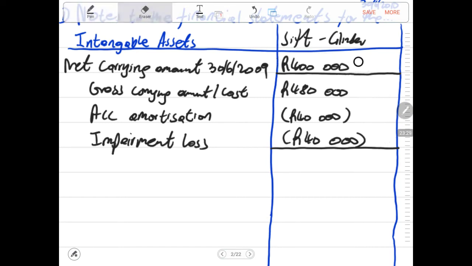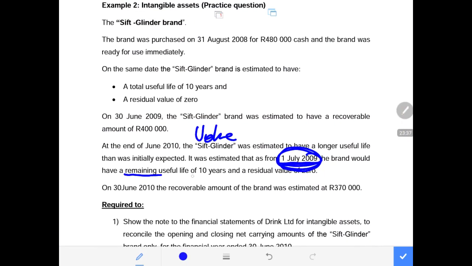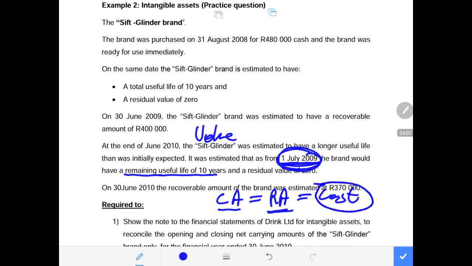So now what do we do? We say 400,000 rands, which is the recoverable amount, then becomes the cost of the asset based on the new estimate. In other words, if there's a change in the estimate, we take the carrying amount, which is normally equal to the recoverable amount, to be equal to the cost of the asset. Meaning we must use the carrying amount as the cost of the asset to calculate amortization for the remaining useful life. This is what this simply means.